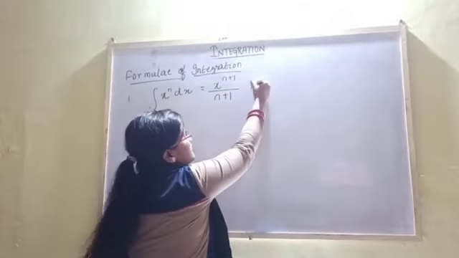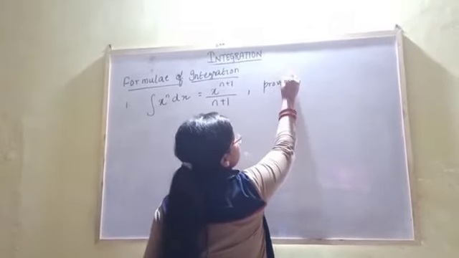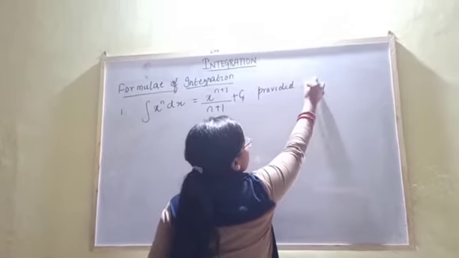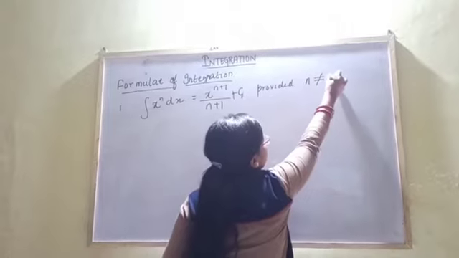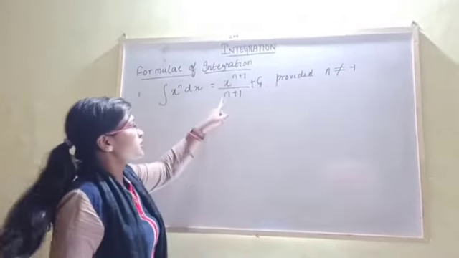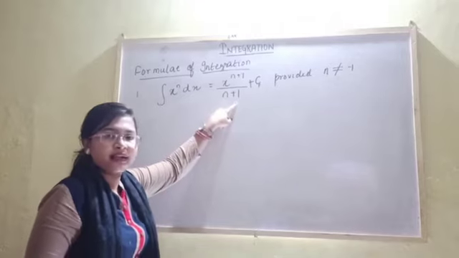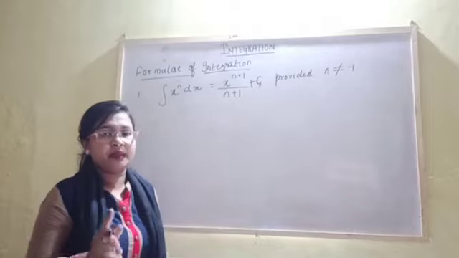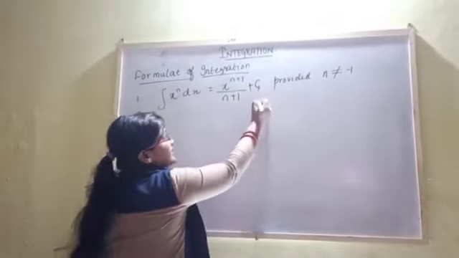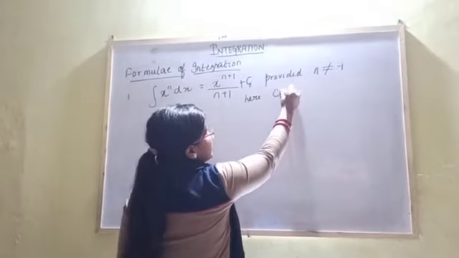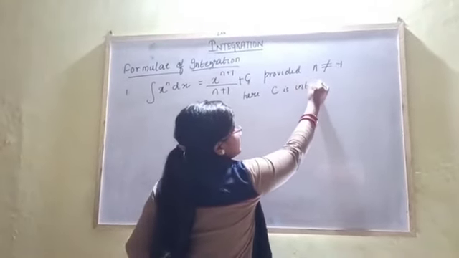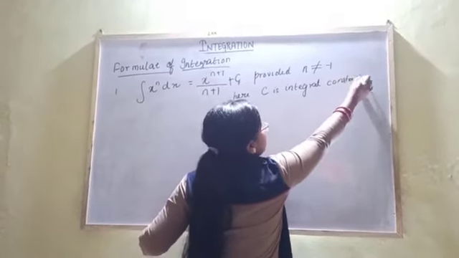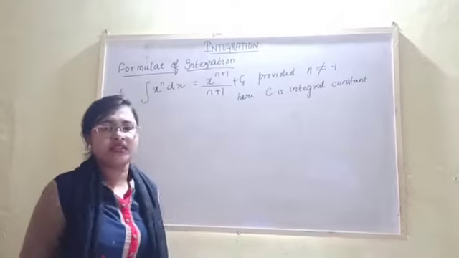Plus c, provided n should not be equal to minus 1. क्यों? Because minus 1 plus 1 क्या हो जाएगा? 0. And denominator में 0 मतलब हम उस function को define नहीं कर सकते, इसलिए n का value कभी भी -1 नहीं होना चाहिए. And here c is the integral constant. Integral constant बोलो या integration constant बोलो. OK, this is known as integral constant and integration constant.